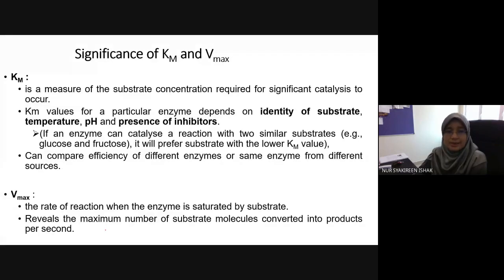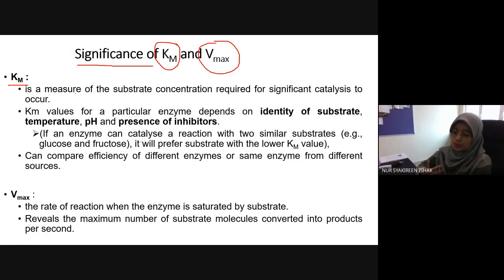Okay, so next. What is the significance? What is the importance of determining the Km value and the Vmax value? Okay, kenapa nak tahu Km value ni dengan Vmax value ni? Supaya yang pertama, Km value ni. As you know, Km is a measure of the substrate required for significant catalysis to occur. So how much substrate concentration is needed to start the reaction? Okay, so Km value for a particular enzyme depends on the identity of the substrate, temperature, pH, and presence of inhibitor.